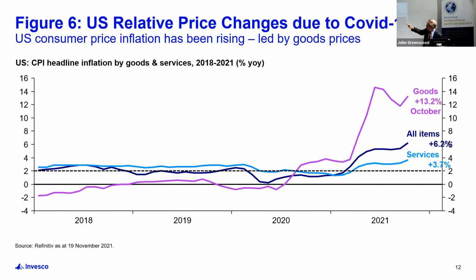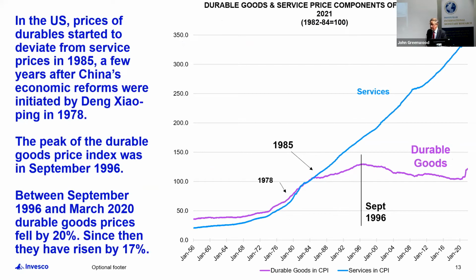In the US, and this was data for the US, goods prices in October were up by 13.2% over the previous year. Service prices up just 3.7%. Notice that the all items number is also up. That's the figure that Juan quoted just now. The October figure was 6.2% for all items in the Consumer Price Index. We'll come on to that in a few moments, but I want to show you that this trend is general. First of all, make sure that I've got the right one.